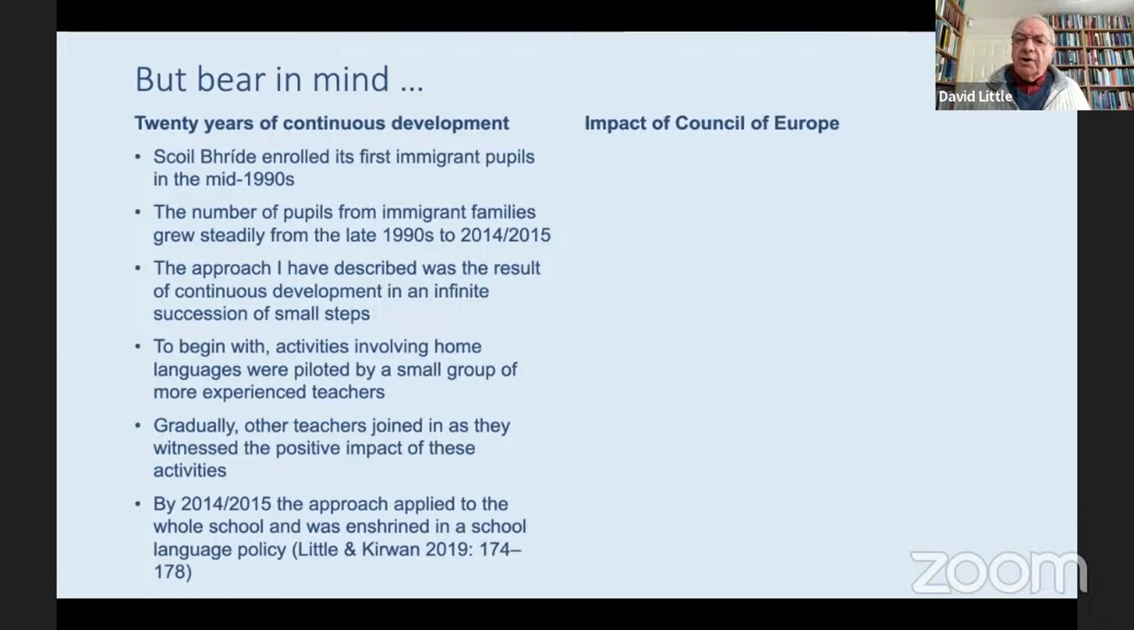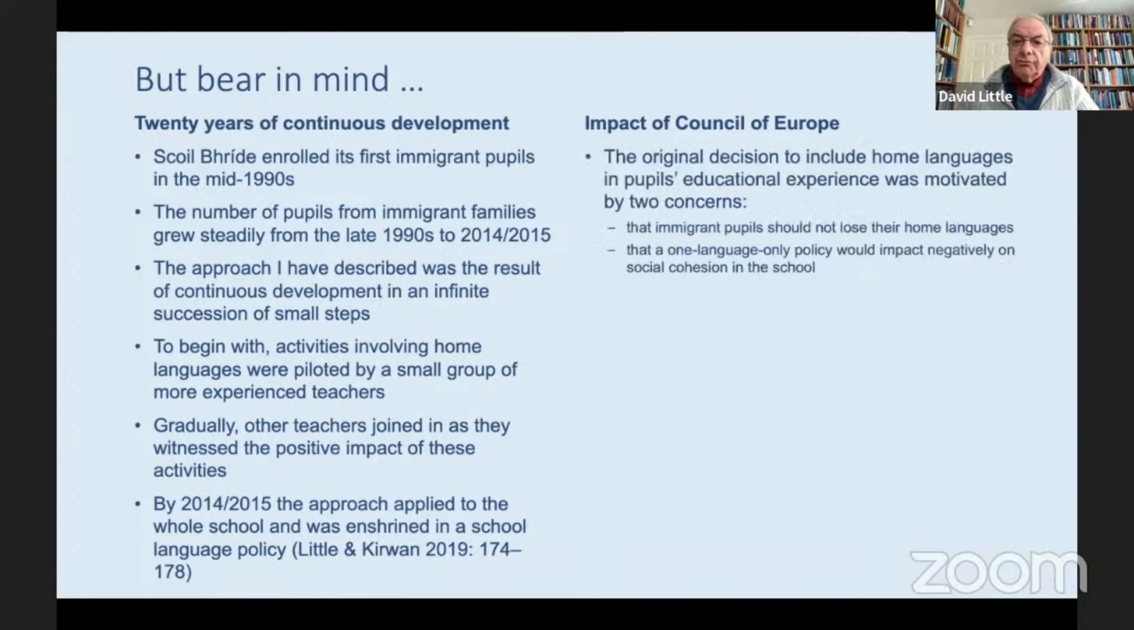What about the impact of Council of Europe principles, policy, values on the development of this plurilingual and intercultural approach? The original decision to include home languages in pupils' educational experience was motivated by two concerns: that immigrant pupils should not lose their home languages. In the 19th century, education in Ireland was compulsorily through English, and that had a major impact on the continuation of the language as an instrument of daily communication in the majority population. The second concern, that a one-language-only policy would impact negatively on social cohesion in the school.